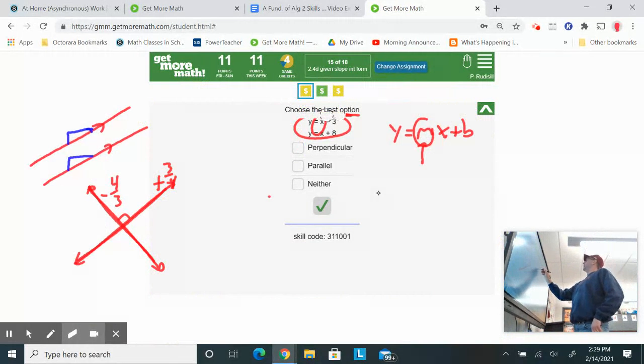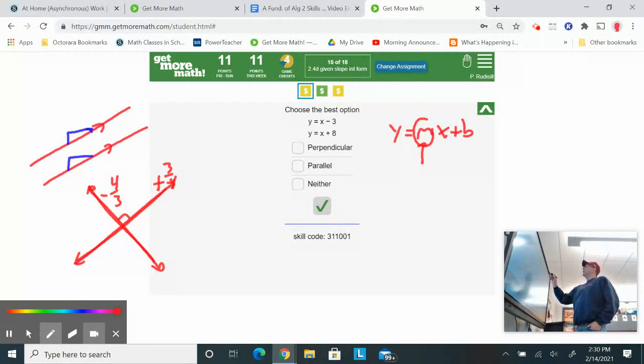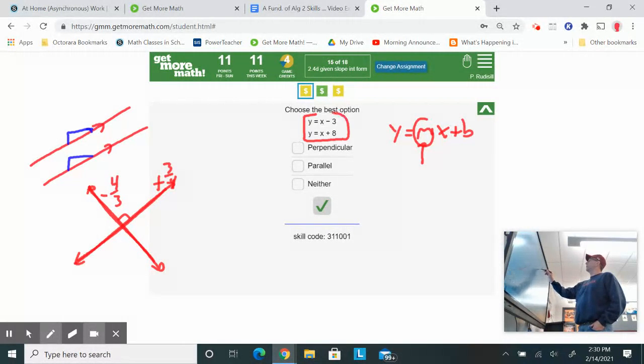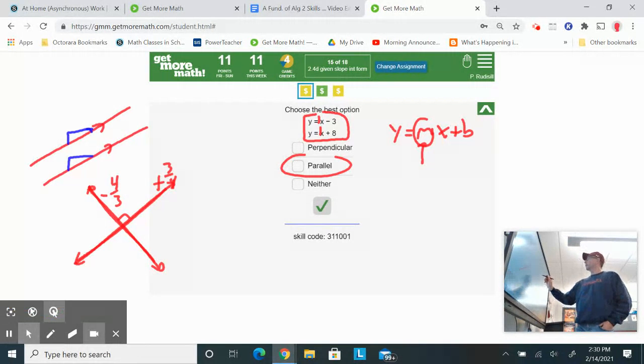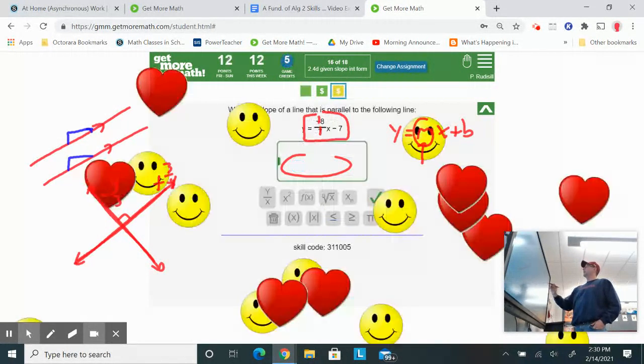Okay, next problem. Choose the best option. Let's see, here's my first equation, here's my second equation. Y equals mx plus b. I can see that my slope in the first one is a 1, my slope in the second one is also a 1. That means they're going to have to be parallel. So I tap parallel, they're parallel lines.